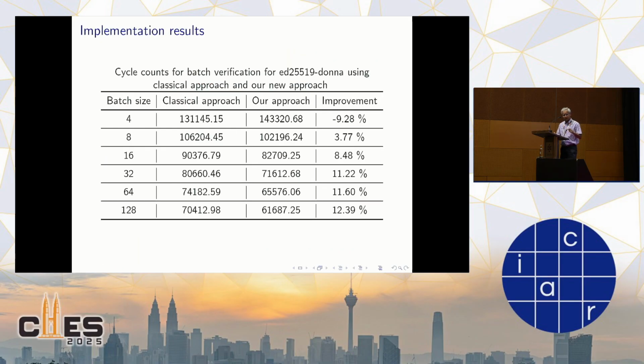Very quickly, I'll show you some of the timing results that we have reported in the paper. So this compares the classical approach and our approach for various batch sizes. At the leftmost column, we have batch sizes. And the next column is for the classical approach, indicating the number of cycle counts, and then our approach. So what we have seen is that our approach outperforms the classical approach from batch sizes of 7 and up.